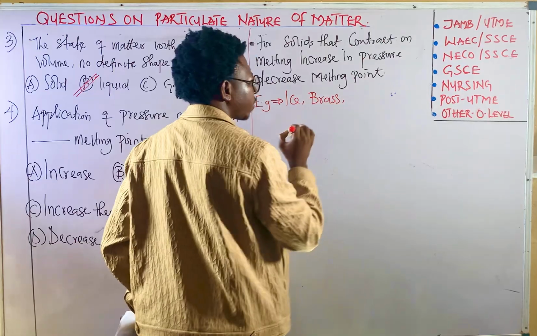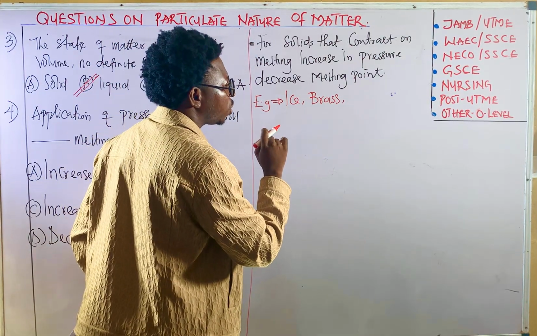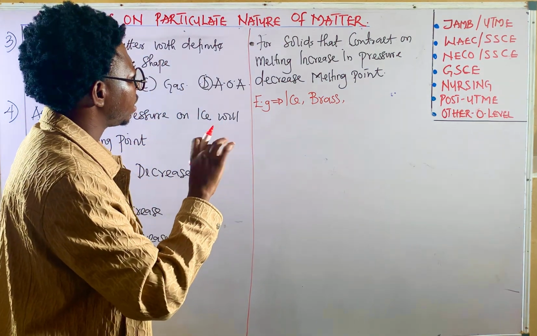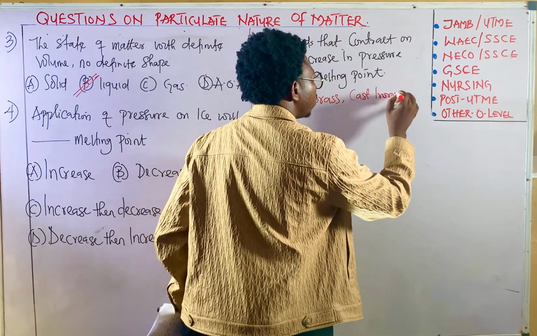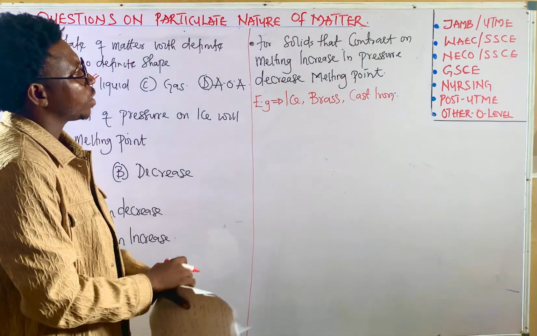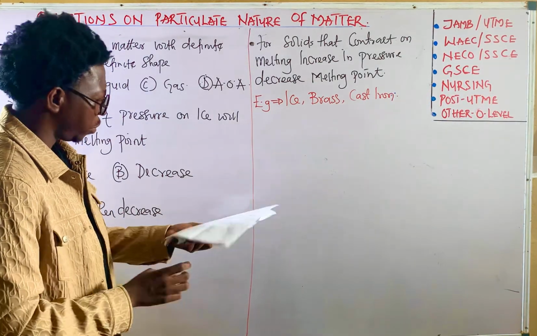brass. What again? Another example should be, I'm trying to add one to it. Another example should be cast iron. Yes, cast iron. So this solid on melting, they what? They contract. Application of pressure will decrease their melting point.